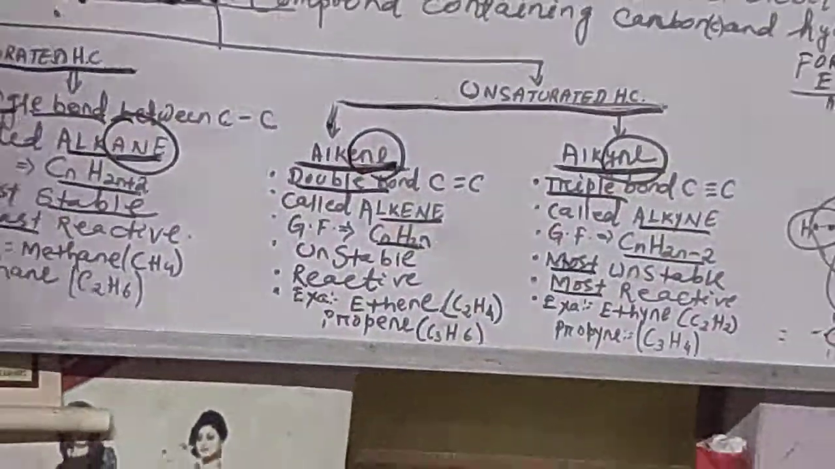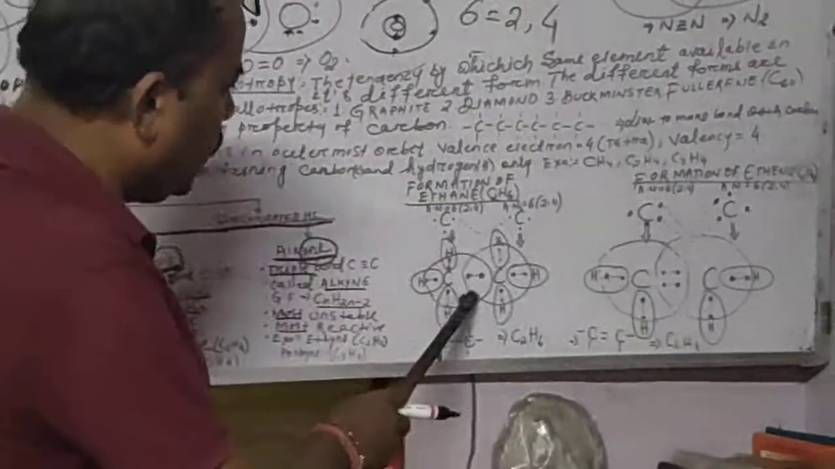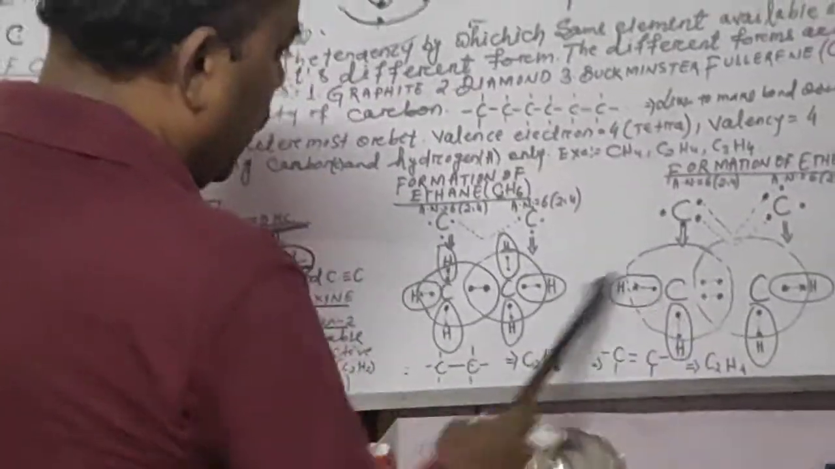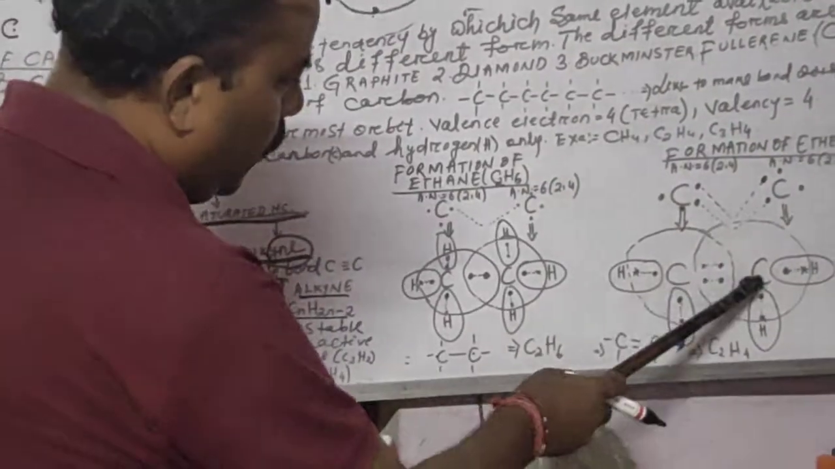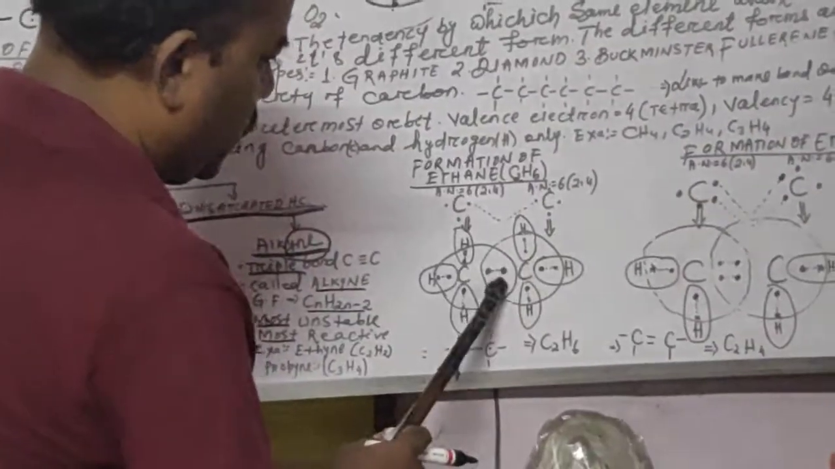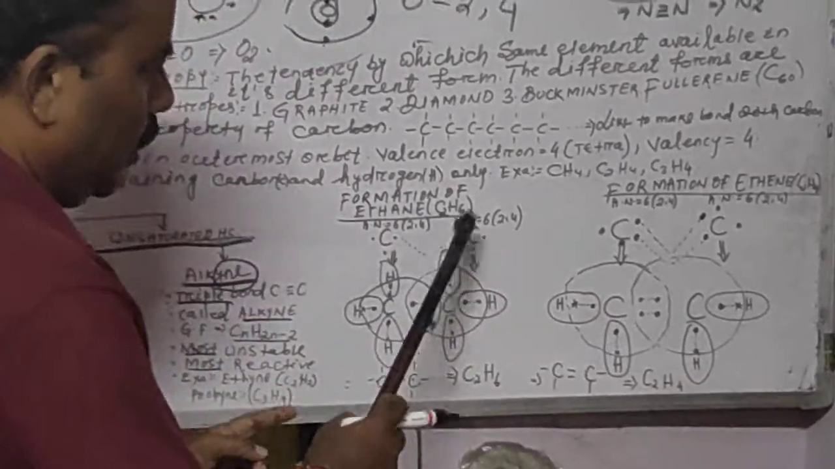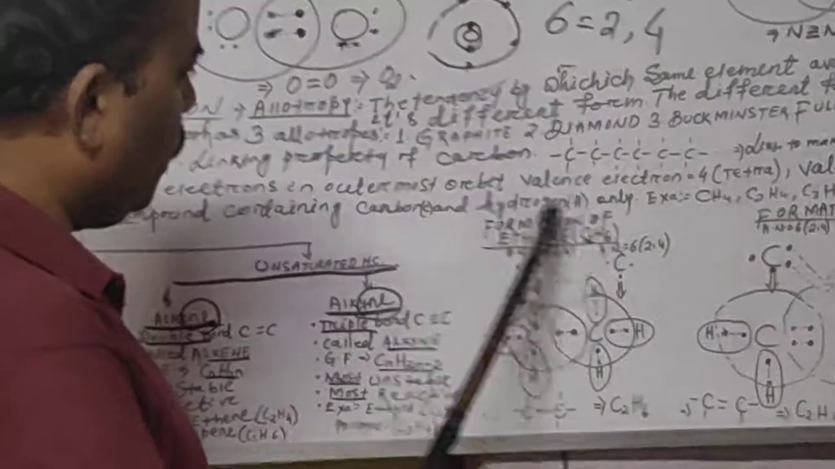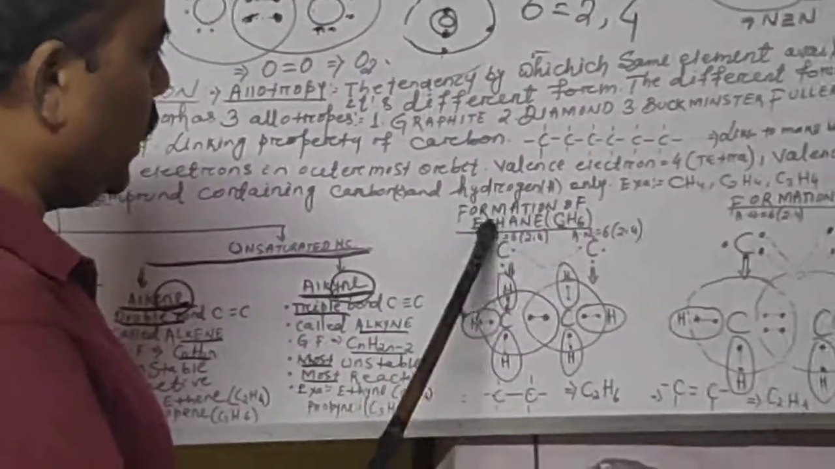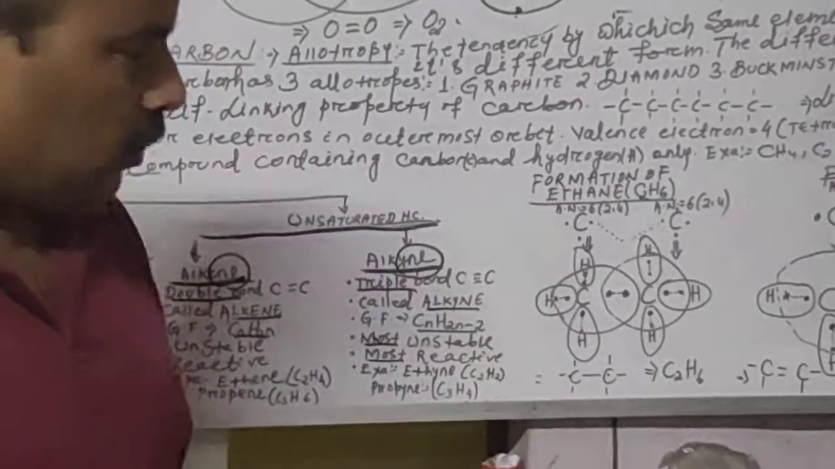Clear, I think. Now finally we have to come to how these hydrocarbons are formed. How alkane is formed, how alkene is formed. Because this is a double bond, you see, carbon-carbon double bond, carbon-carbon single bond. So this is called the alkane, this is called the alkene. For example, we will see the formation of ethane, C2H6. How ethane is formed, let us see.